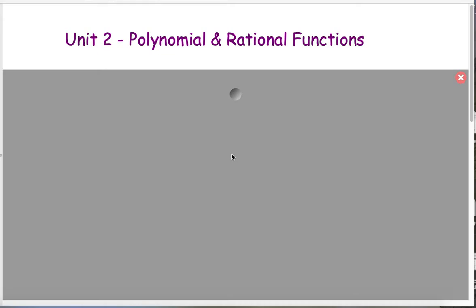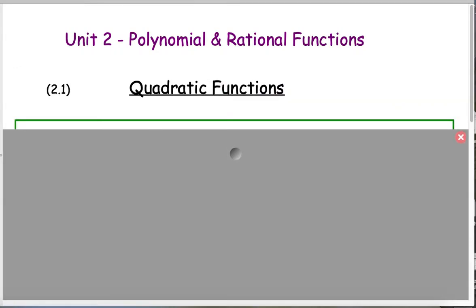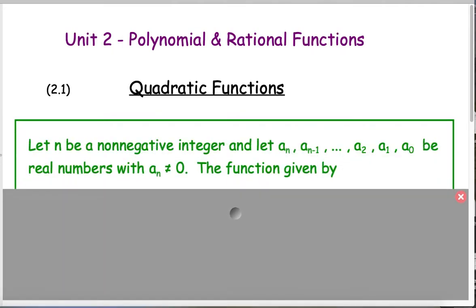In Unit 2, we're going to investigate polynomials and rational functions. At first, we're going to focus on a particular type of polynomial referred to as a quadratic function. But let's start more general than that.